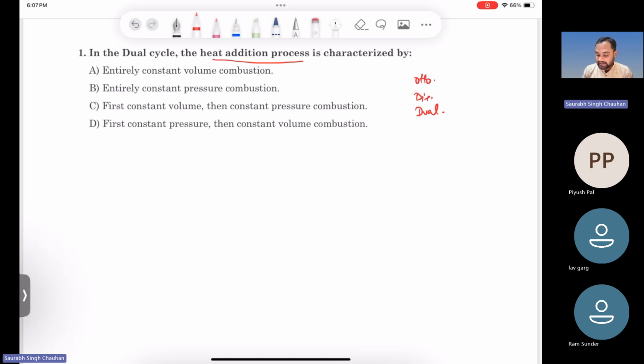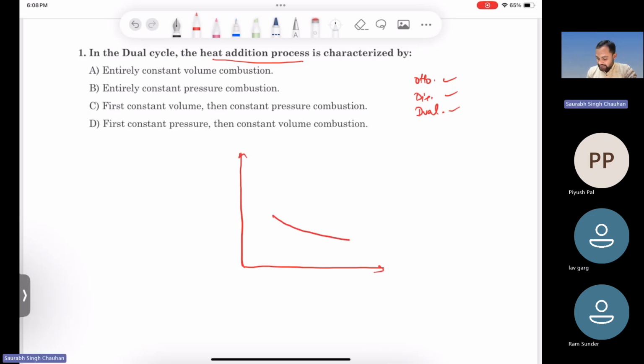So you know that in all these cycles, Otto cycle, diesel cycle, and dual cycle, first of all there is isentropic compression, and after compression the combustion takes place, right? That combustion in Otto cycle is at constant volume. In diesel cycle, the combustion or heat addition process takes place at constant pressure. In dual cycle, it is both constant pressure as well as constant volume, but which one takes place first, constant volume or constant pressure? Constant volume first and then constant pressure.